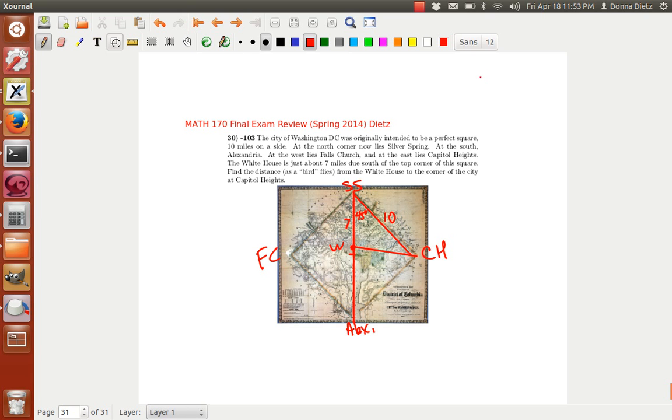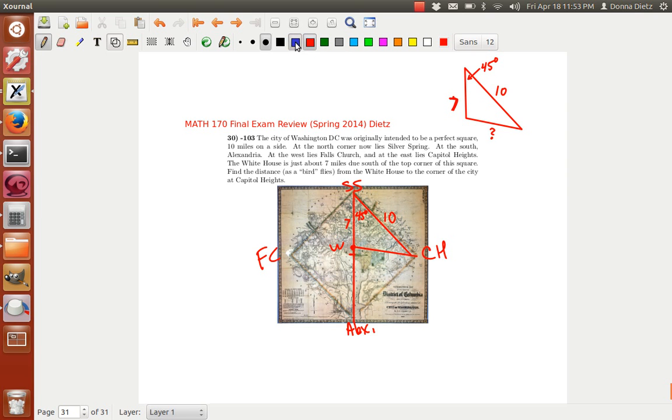I'm going to write this off to the side. I have 10, and right here we have 7, 10. It is not a 45, 45, 90, but it's close to it. But this angle is 45 degrees. And what we want to know is this side of the triangle.